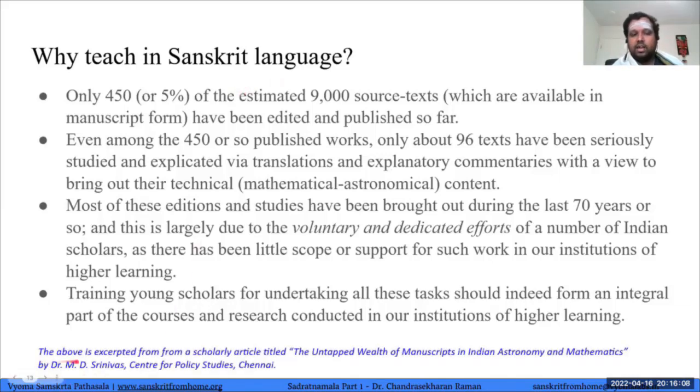This is, of course, adapted from a scholarly article, The Untapped Wealth of Manuscripts in Indian Astronomy and Mathematics by Dr. M.D. Srinivas. Dr. M.D. Srinivas is an expert in this field.